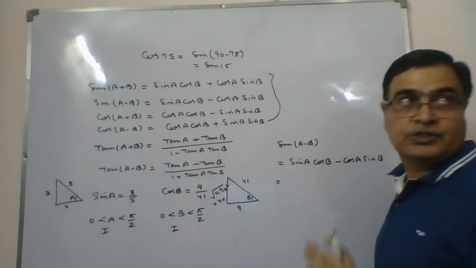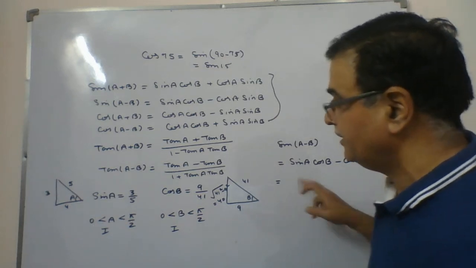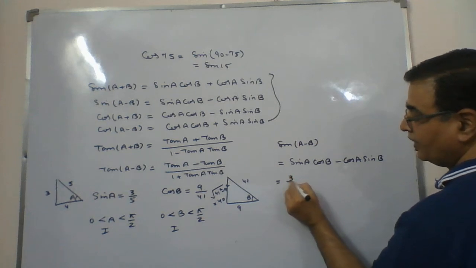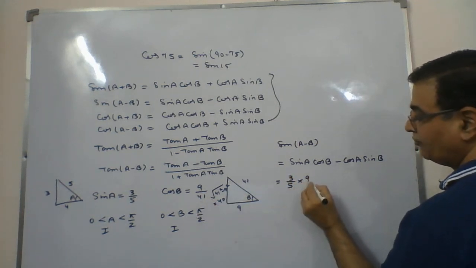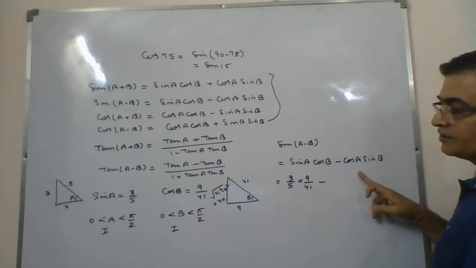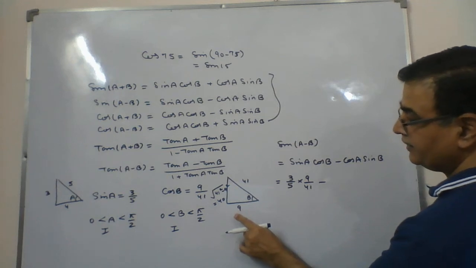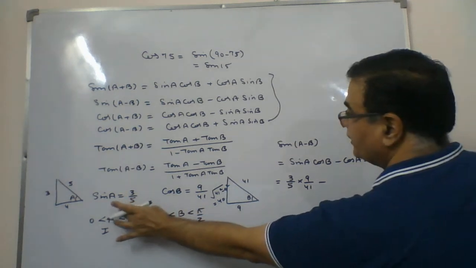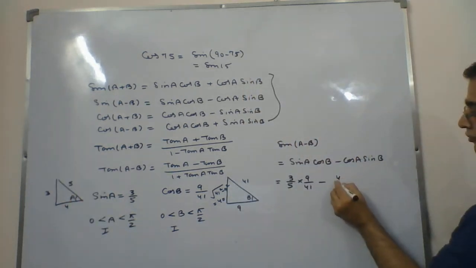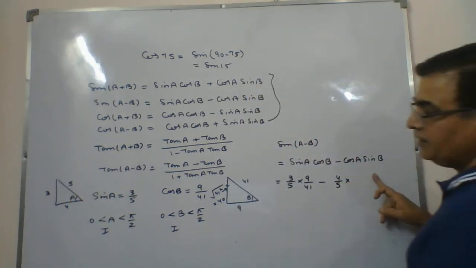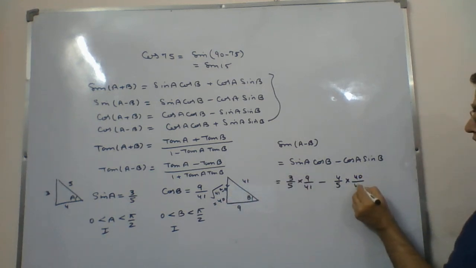Now everything is known to you, you can find out the value as the values are in first quadrant. So sine will be plus everywhere, cos will be plus everywhere. So no problem comes. Sine A is 3 by 5. Cos B is 9 by 41. Minus cos A, which you can now calculate. Cos A will be base over hypotenuse, that is 4 by 5. And sine B will be perpendicular by hypotenuse, so 40 by 41.